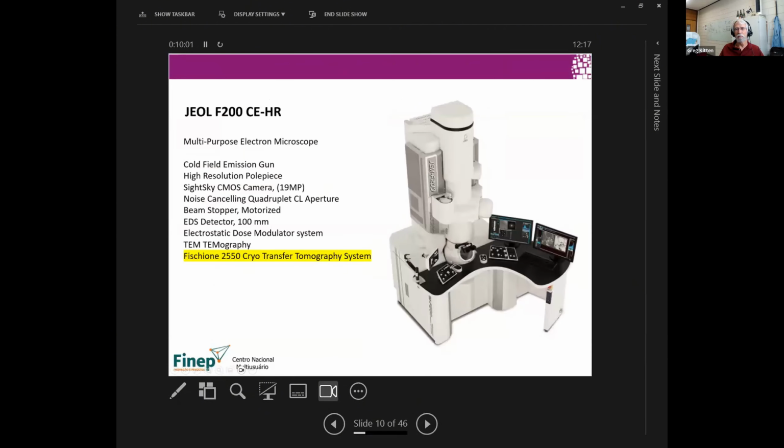Here's the new microscope that's coming, will be arriving in 2025, but also capable, will give us intermediate cryo resolution.